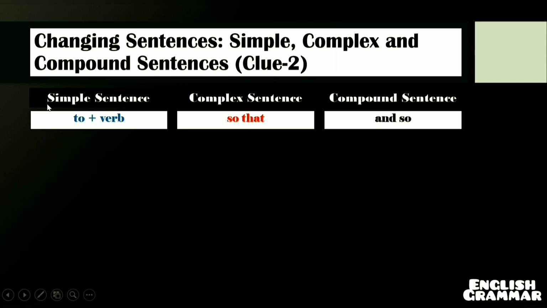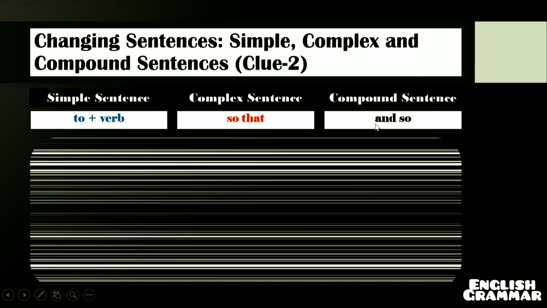There are some simple sentences which express reason. But if you find in that kind of sentences "to" plus verb, I'm talking about the infinitive, you will have to write "so that" if you want to make a complex sentence. And to make a compound sentence, you need to write "and so."